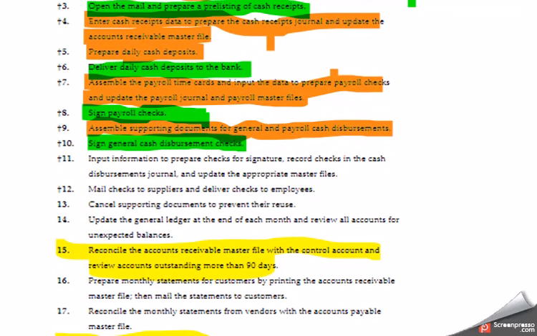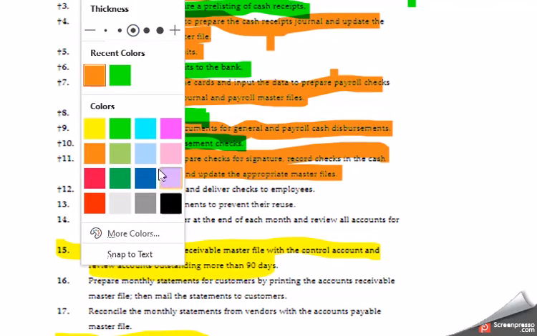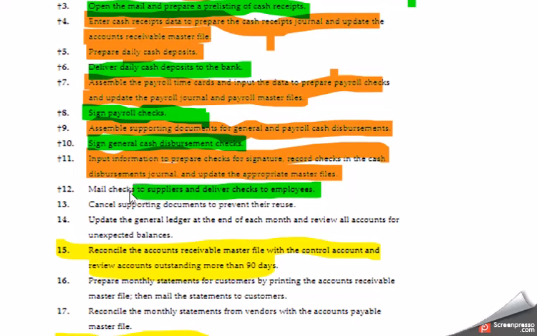Okay, then we have input information to prepare the checks for signature, record the checks in the cash disbursements journal, and update the appropriate master files. So again, that should be the same person who is preparing all these supporting documents. So that's our orange person. And then the green person, again, is going to be the one who's signing the checks. Then they, in turn, can also mail those checks because they still have possession of the checks. So they can continue to touch them and then get them out in the mail.